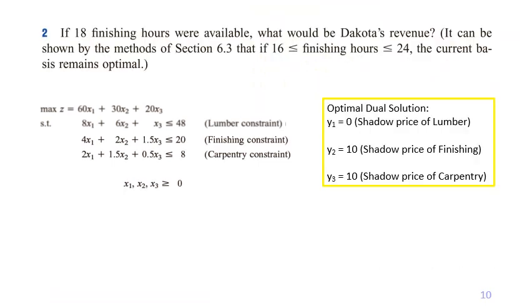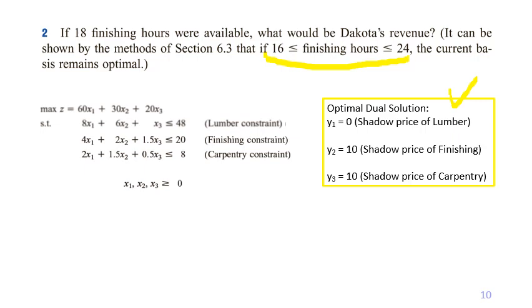Now let's move on to the second question. Here it says that if 18 finishing hours were available, what would be Dakota's revenue? There's a note here saying that it can be shown by the methods of section 6.3, the section about the changes in sensitivity analysis, that if 16 less than finishing hours less than 24, the current basis remains optimal. So 18 is still within this range, and we still may use this set of shadow prices.